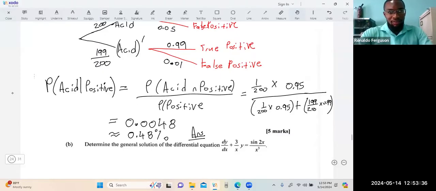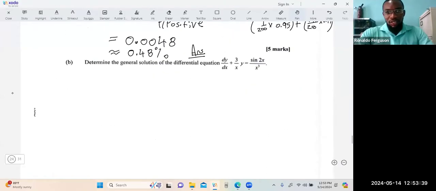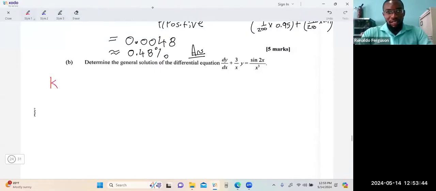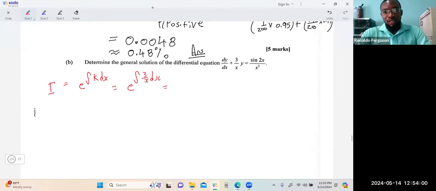All right, that's that. Now I have a first order differential equation. First thing is you find an integrating factor, which is e to the integral of k dx. It's e to the integral of 3 over x dx, and the integral of 1 over x is ln x, so that's 3 ln x. So this is e to the ln x cubed, e and ln cancel, so that's x cubed.